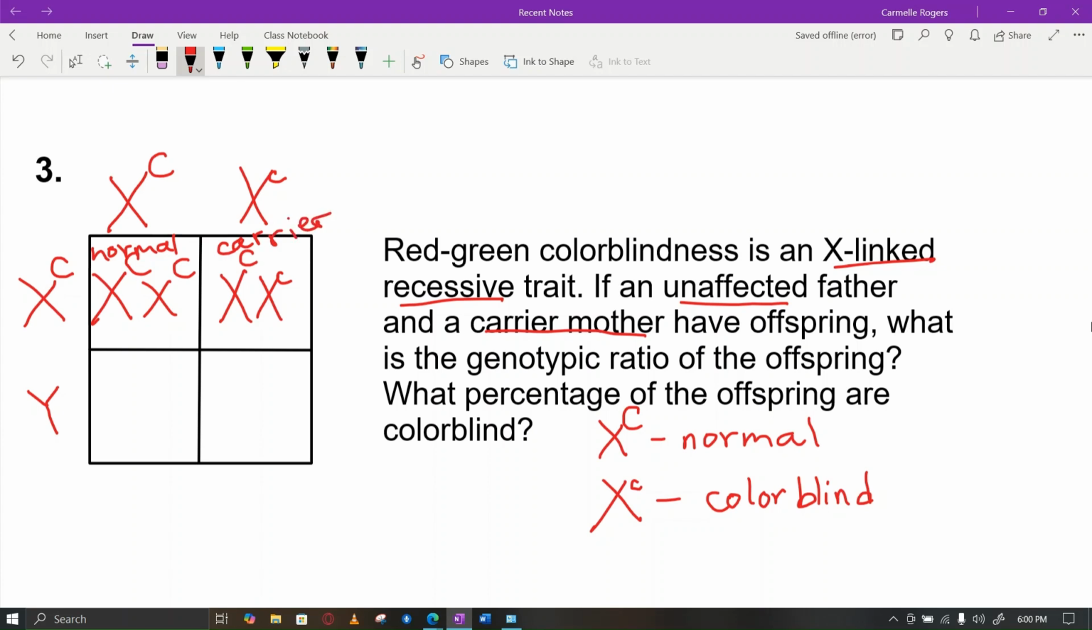Let's do the lower level. X capital C, the normal allele from the mom, the Y from the dad. So this individual is normal. And then we have the X lowercase c from the mother, and then the Y from the dad. These are the sons at the bottom here. Now, the one at the lower right has the mutation and a Y. So that means this individual will be colorblind.